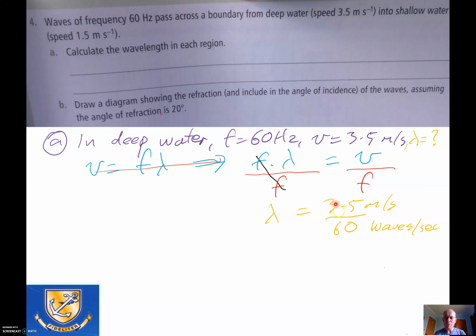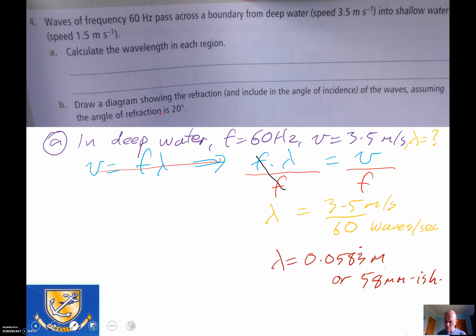Now if this was 3, that'd be 1/20th. If this was 4, it'd be 1/15th. So this will be somewhere between that. So it'll be slightly more than 1/20th of a meter, which is a bit more than 50. So that's going to be 0.058 millimeters.